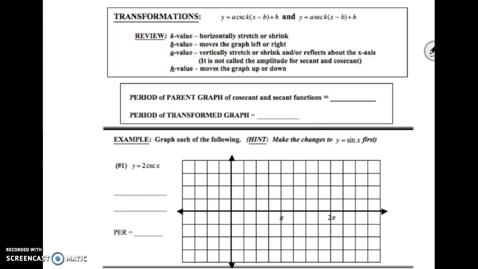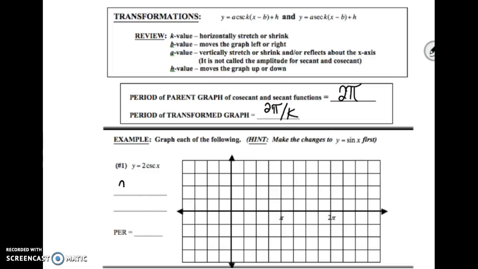But just so you know, for whatever reason, they don't call it amplitude for secant and cosecant. They just call it the A value. And I guess the reason they don't call it the amplitude is because it doesn't represent the highest point on the graph like it does for sine and cosine. And then finally, our H value moves the graph either up or down. So the period of our parent graph of secant and cosecant functions is the same as the period for sine and cosine. It's going to be 2 pi. And if we have a k value, our new period, just like before, is going to change to 2 pi divided by k. So for our next example, we're going to graph y equals 2 times cosecant of x.